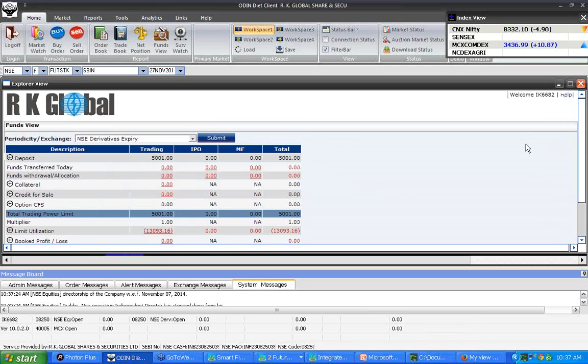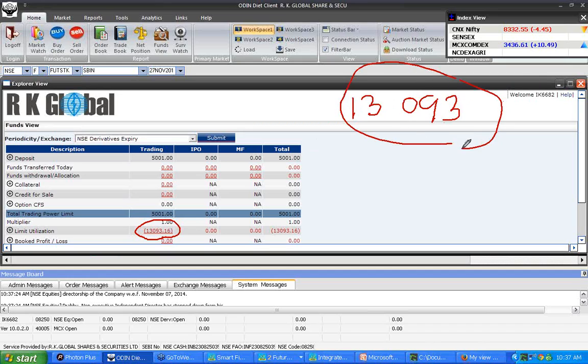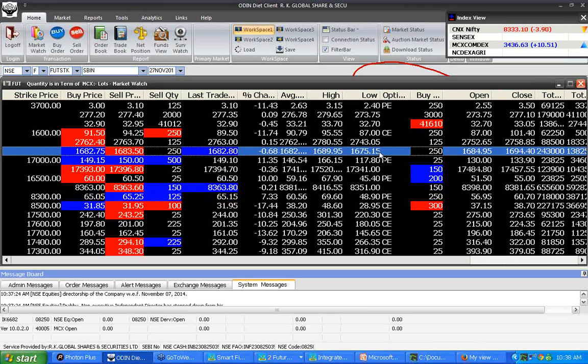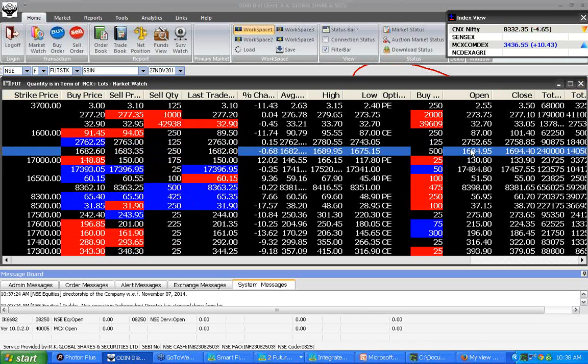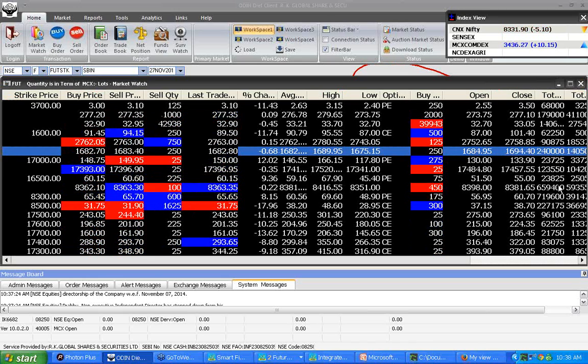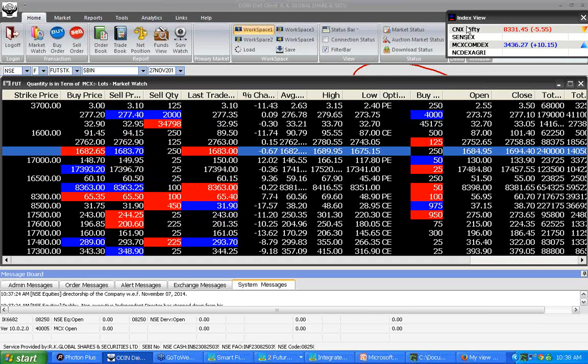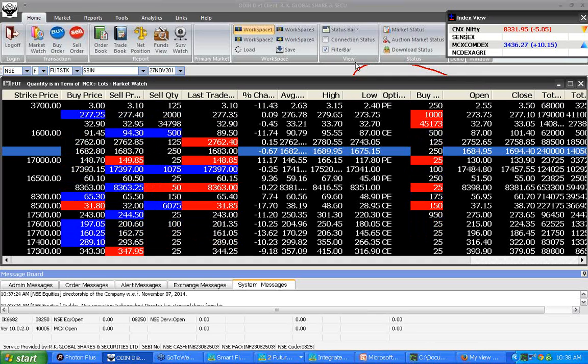So you can see this entire strategy, only one strategy I have, no other strategy. This entire strategy has taken 13,093 margin. And another 15,000 maybe I would have spent on the options. So 28 to 30,000 rupees you have to spend for one strategy where the trade is managed, where you know when you are going to get the profit, at what level you are going to get the profit, and you know how much loss you would get if losses come.